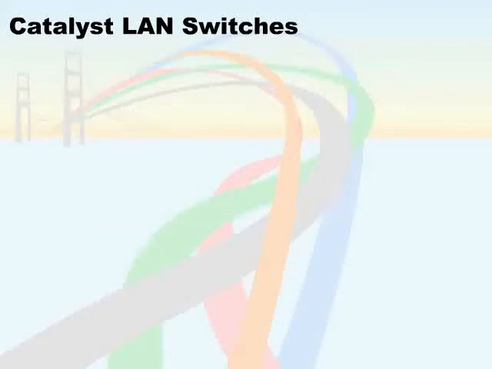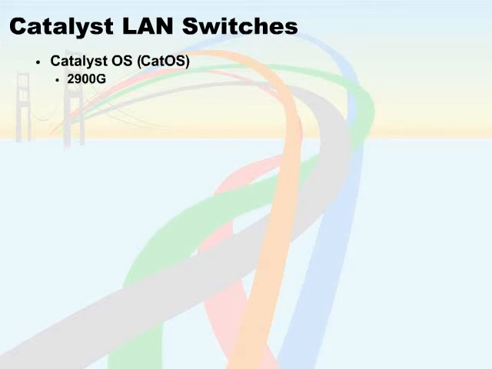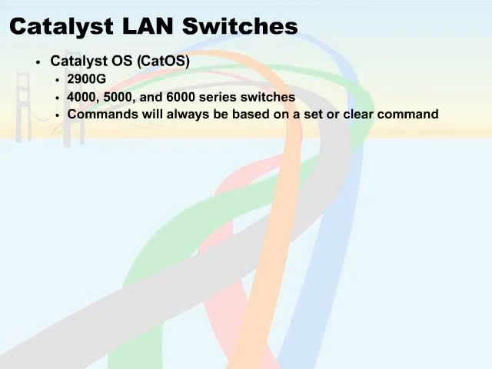Now, the other thing that you need to realize here is that there may still be an occurrence of CatOS, or the Catalyst operating system switches that you might come across, like the 2900G, the original 4000, the 5000 and 6000 series switches that still natively run the Catalyst OS. These switches are best identified through their set and clear interface, as the commands will always be based on the set command or a clear command.